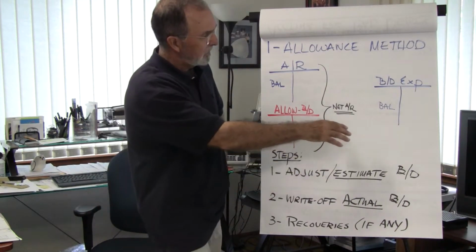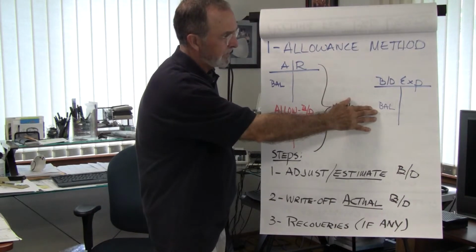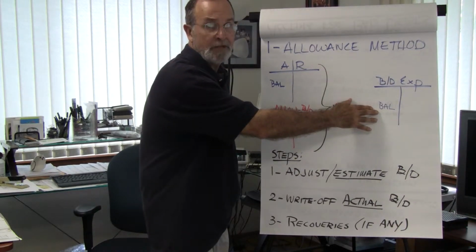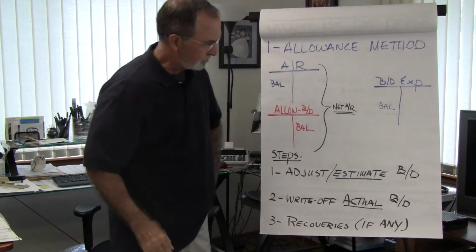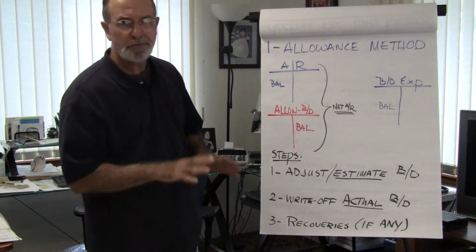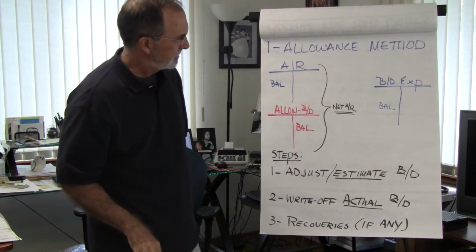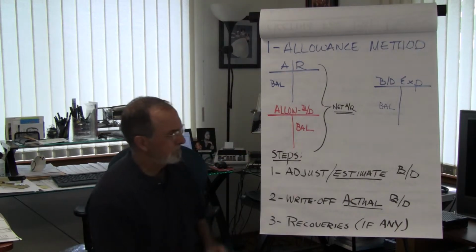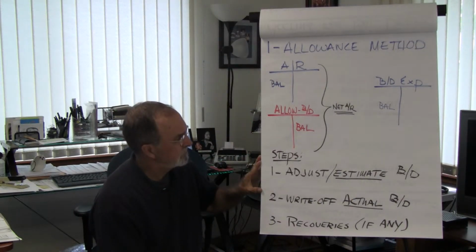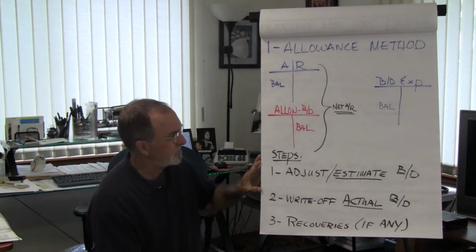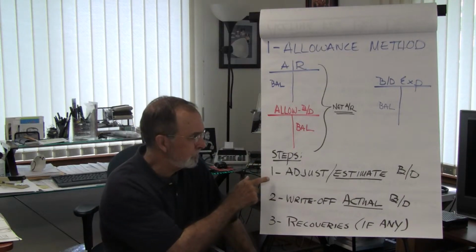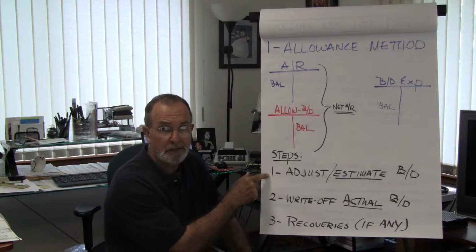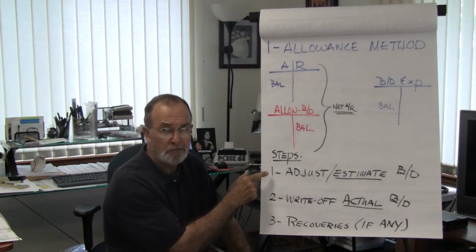And over on the right-hand side of the equation, we would have our bad debt expense account. I'll go through the journal entries in a later lesson for this chapter. The steps that we perform when we use the allowance method are first to adjust or estimate our bad debts. First step again is to estimate our bad debts.